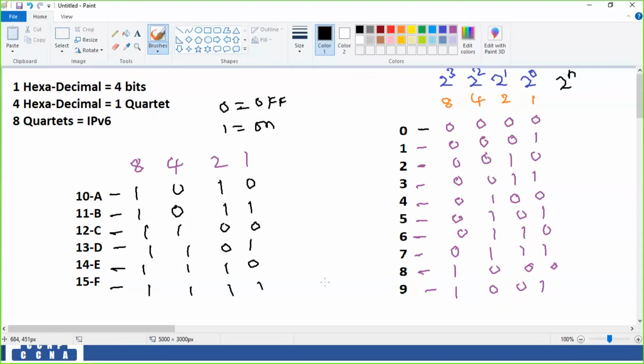So like this we can understand converting binary to hexadecimal, or hexadecimal to binary. In IPv4, we saw how to convert binary to decimal; here it is binary to hexadecimal. Next point, IPv6 example: 4 hexadecimal digits should be 1 quartet. How many quartets do we need? 8.